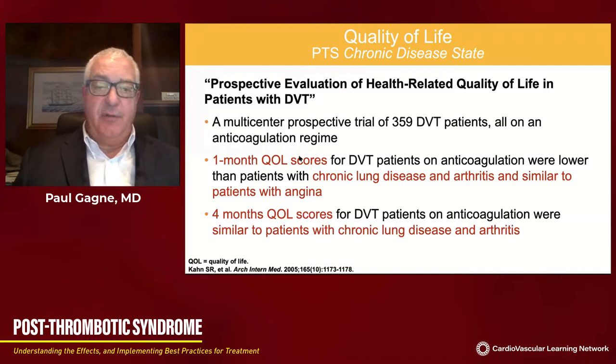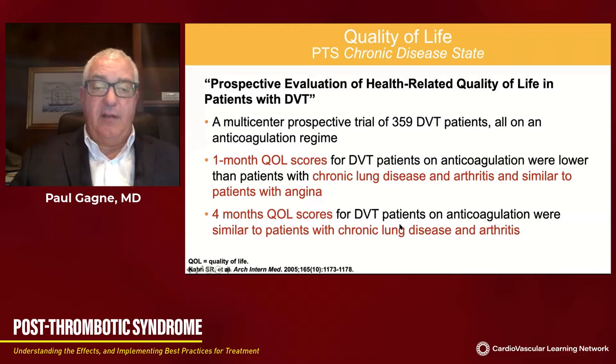In this study by Khan et al., they looked at the result of quality of life scores 1 month and 4 months after patients had an acute DVT treated with anticoagulation. And at 1 month, the patients had a quality of life on par with chronic lung disease and arthritis, and similar to patients with coronary angina. At 4 months, the DVT patients had a quality of life on par with chronic lung disease, so COPD, emphysema, and then chronic arthritis.